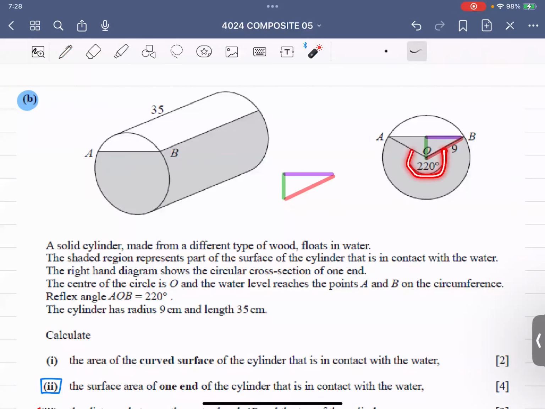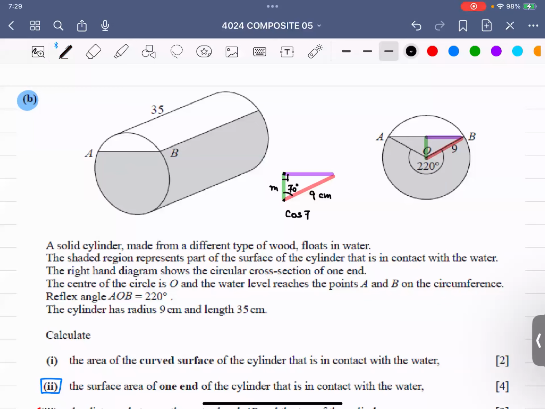this is 220. This is 140. Therefore, just this much is 70, so just this much is 70 degrees. This is 90. This is 9 centimeters. Can I calculate this small height? Let me call this thing as M. So from here till here is M.